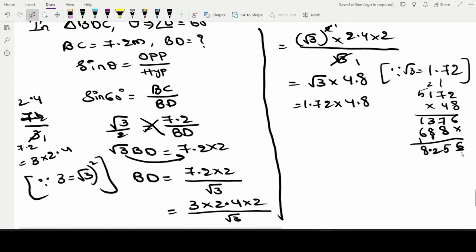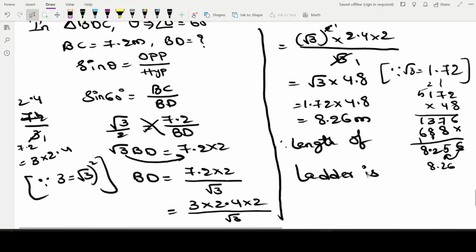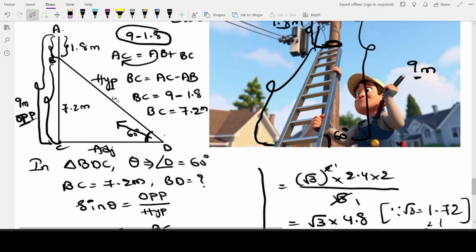8.256. And we know that if there is a number which is greater than or equal to 5, a number will be added to the number before it. So this becomes 8.26 meters. So therefore, the length of the ladder is 8.26 meters. So you got the length of the ladder as 8.26 meters.